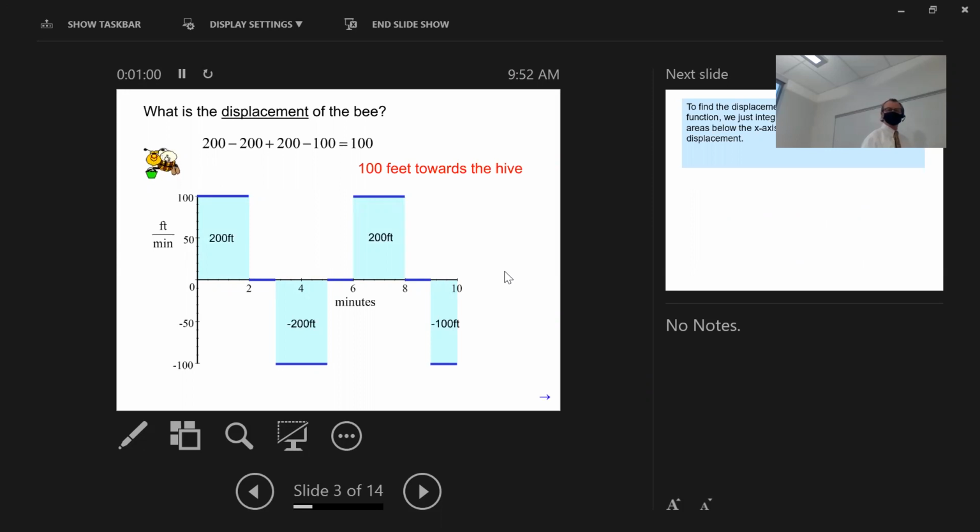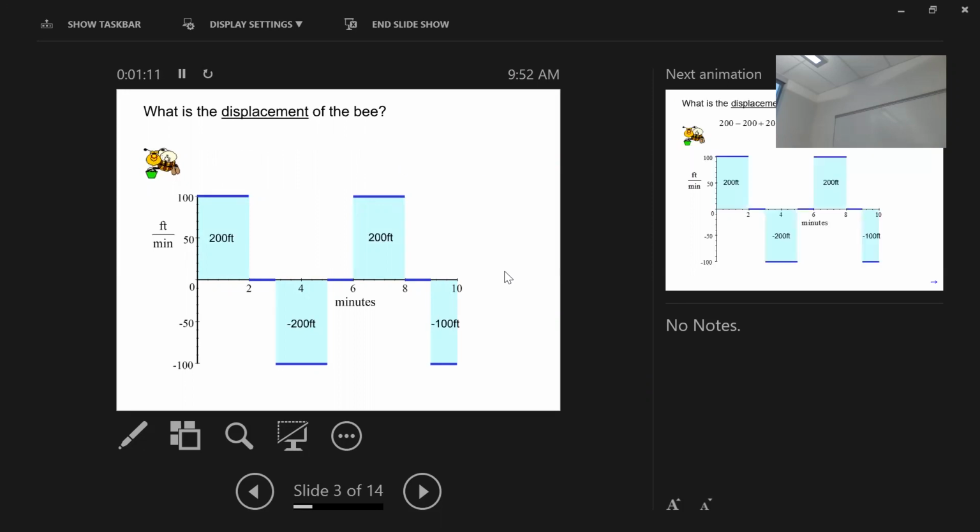Okay? So what's happening? The bee is traveling away from the hive, then back to it, then away from it, then back to it. But he didn't get all the way back, or she didn't get all the way back yet. I don't think it's the queen bee because they wouldn't be doing all the work. So the bee didn't get all the way back to the hive yet.